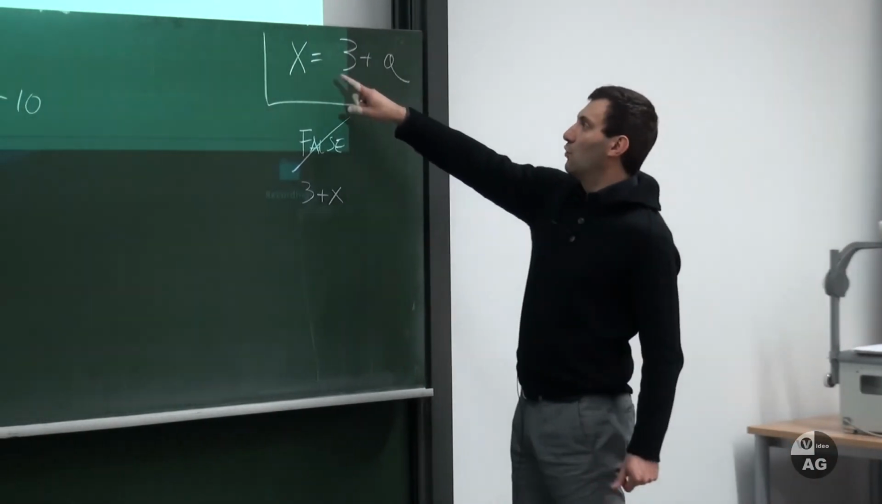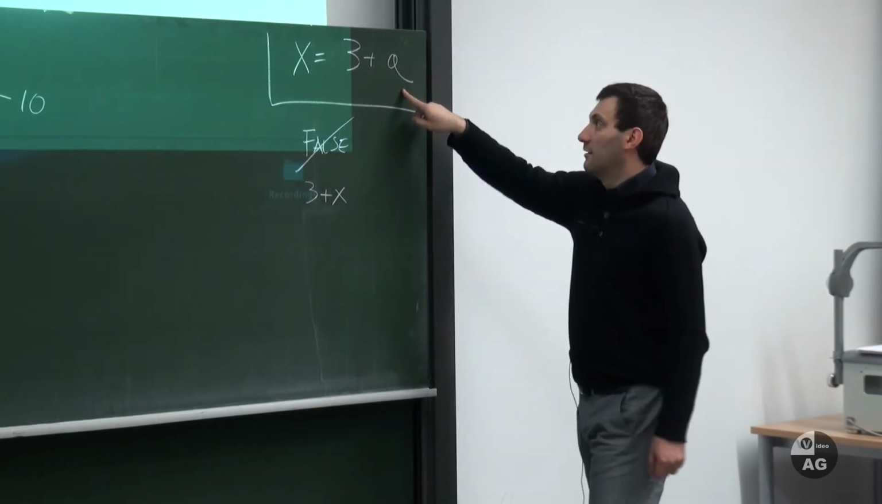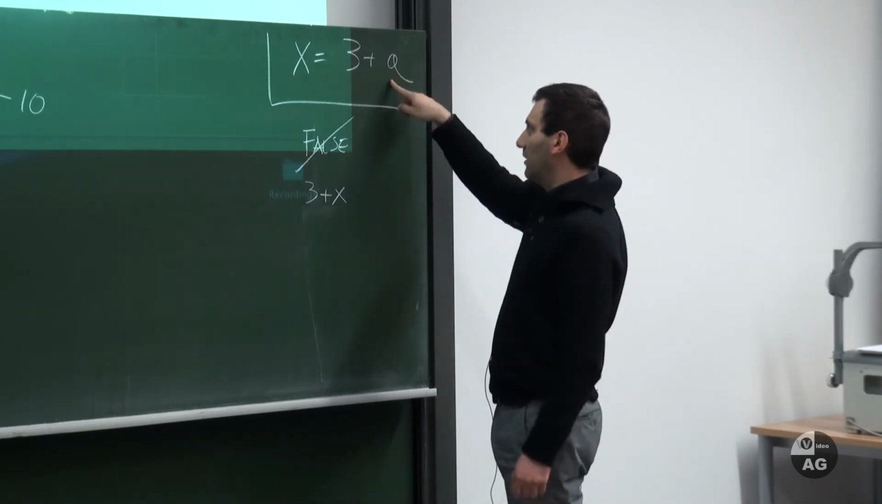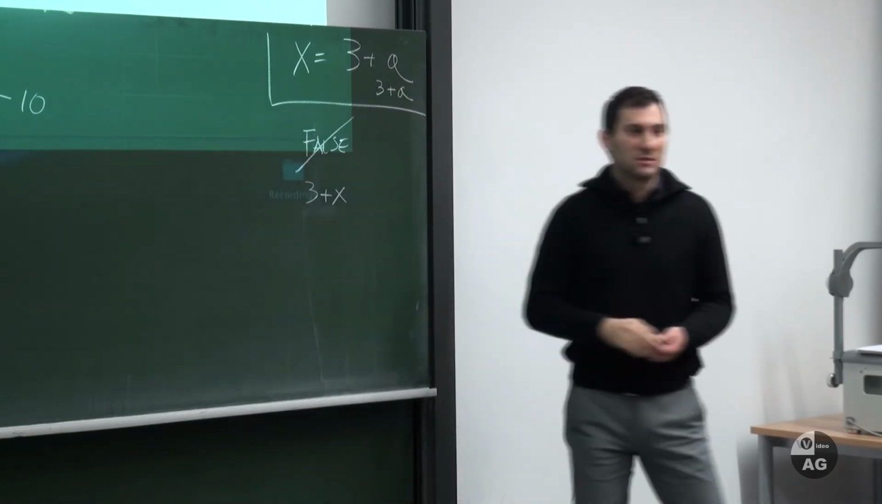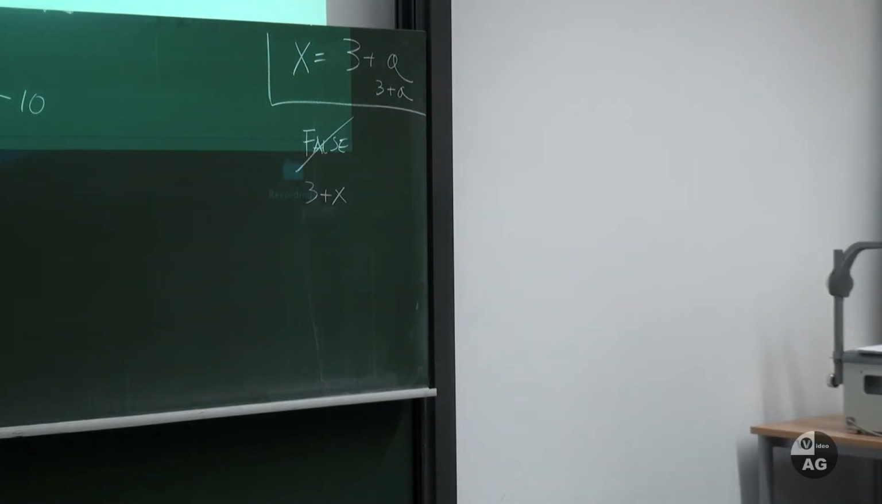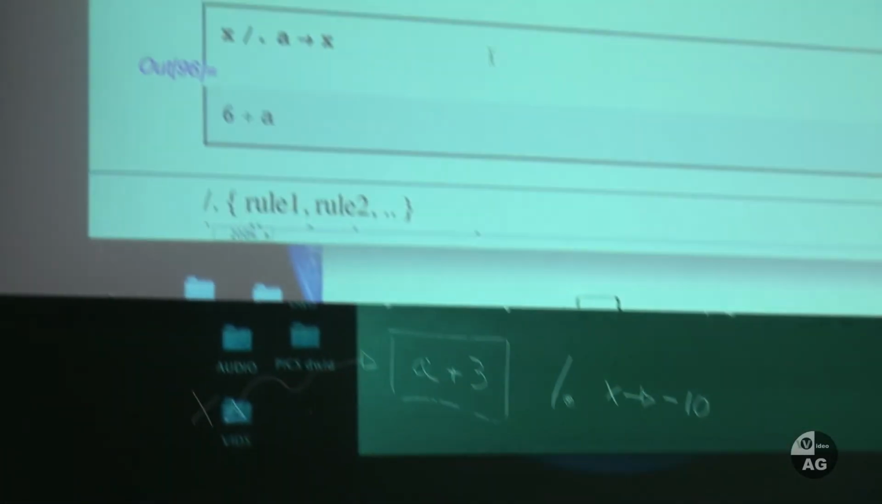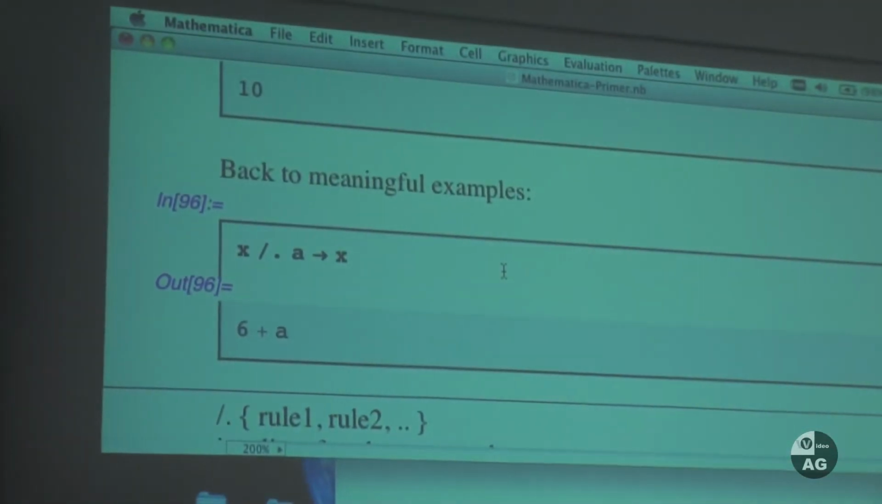Guys, we know that x is 3 plus a, okay? And instead of a, we are putting 3 plus a. So how about 6 plus a? So 6 plus a, Paolo is smart. He's the only one who guessed it.